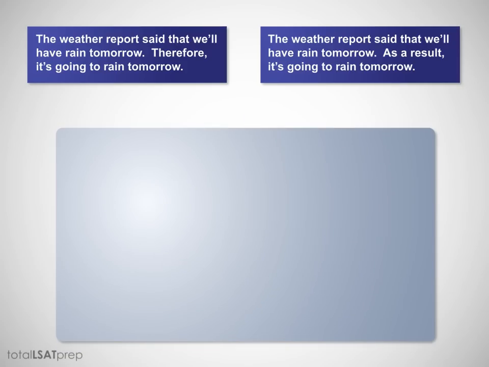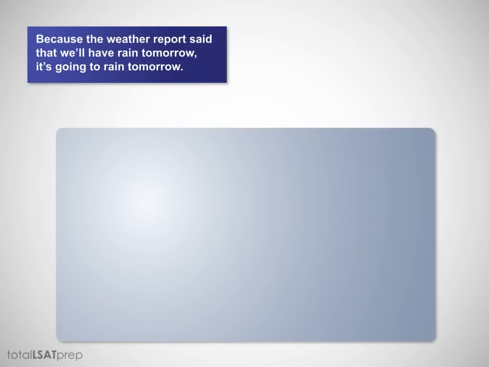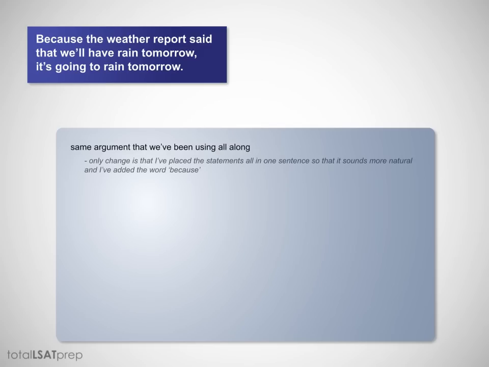Okay, so let's take a look back at the passage. We see it's slightly changed. It says, because the weather report said it will have rain tomorrow, it's going to rain tomorrow. Once again, this is the same argument that we've been using all along. The only change is that I've placed the statement all in one sentence so that it sounds more natural, and I've added the word because.